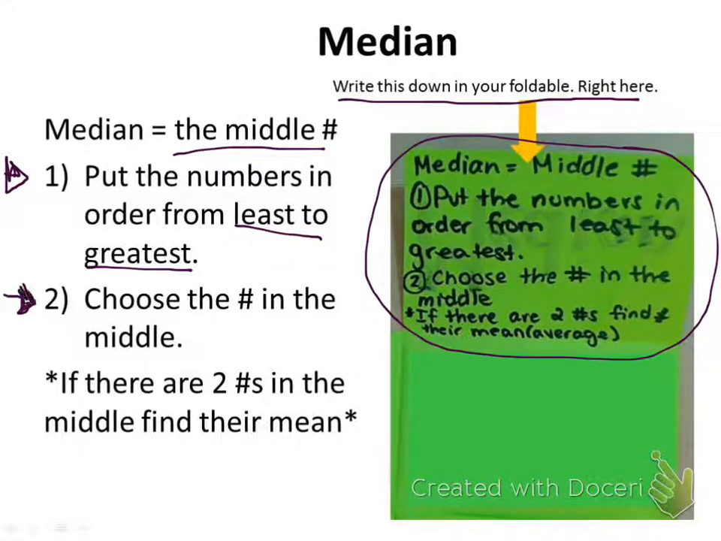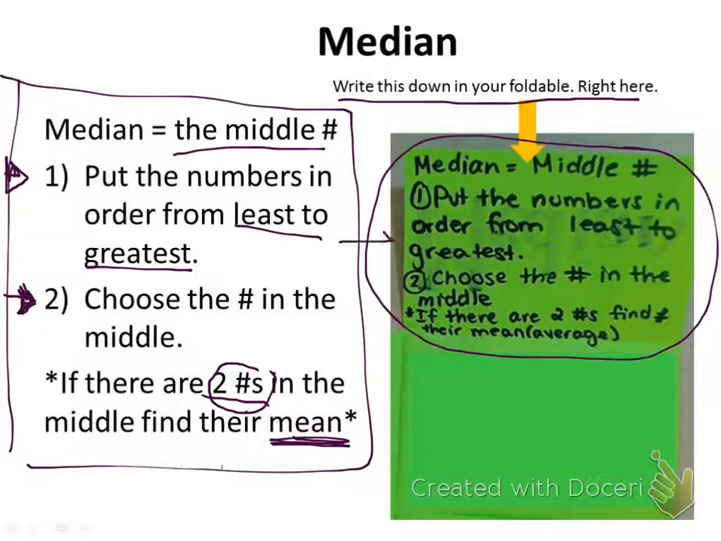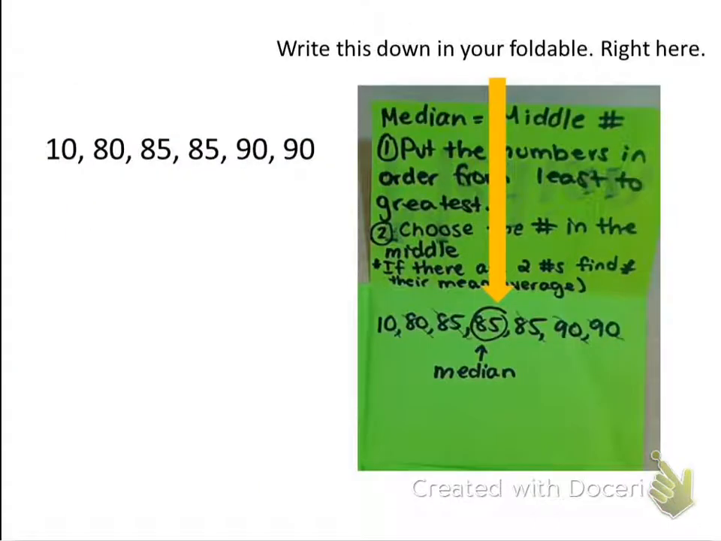The only time it can get tricky is if there are two numbers in the middle. We'll do an example of this a little later. If there are two numbers in the middle, then you need to find their mean. So you're going to add the two numbers together and divide by 2. For now, pause the video and make sure that you have all of this right here written down in your foldable right there. When you're finished, click play and we'll do the examples.